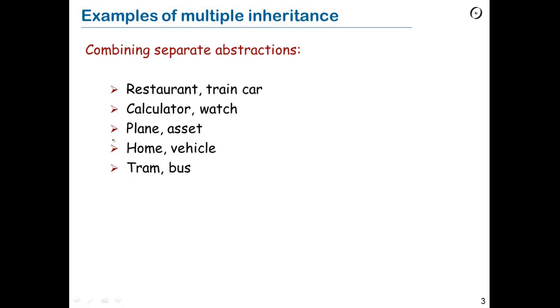So this is typical of situations in which we want to combine two abstractions, which is what multiple inheritance is about. And you really want multiple inheritance in the sense that you don't want to be forced to choose between two of these abstractions. Is a dining car more of a restaurant or more of a train car? This question has no meaning. The dining car is both.